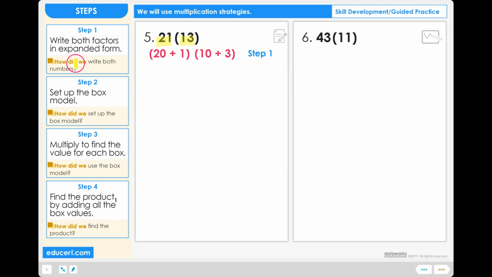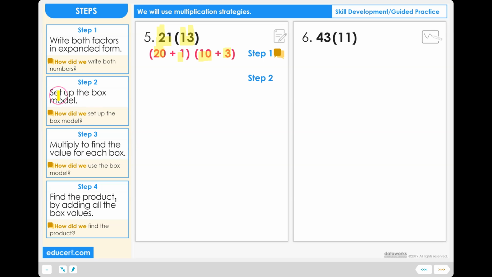Question: how did we write both numbers? We took the two factors, 21 and 13, and wrote them in expanded form. 2 in the tens place, 1 in the ones place, 1 in the tens place, 3 in the ones place.